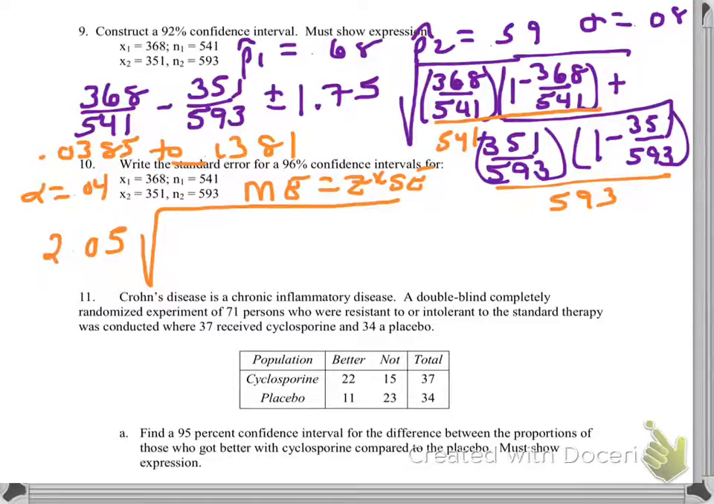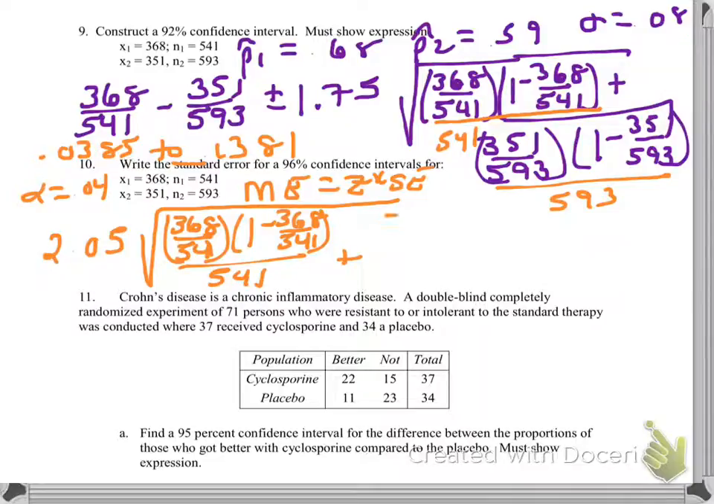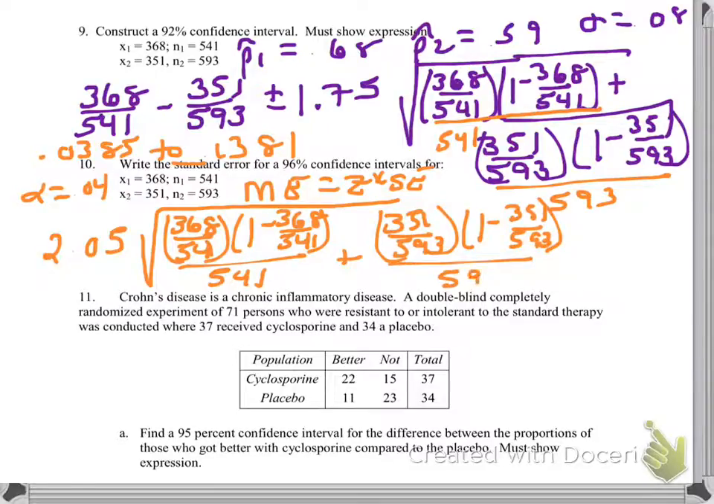I've got to write this number again down. 368 divided by 541, 1 minus 368 divided by 541, divided by 541. Put a 1 there, plus 351 divided by 593, and 1 minus 351 divided by 593, divided by 593. Okay, that's the margin of error.